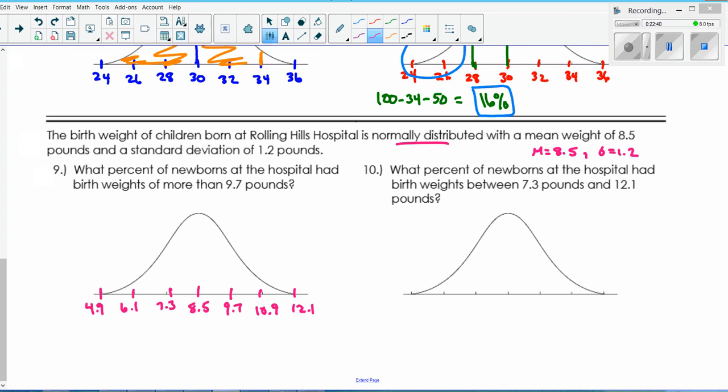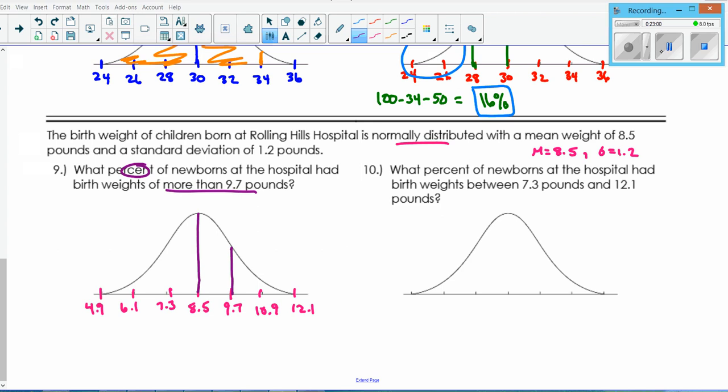Okay, so again, we're looking for that percent. What percent of newborns at the hospital had birth weights of more than 9.7 pounds? Looking at more than 9.7 pounds, this right here is my middle, and this is where 9.7 is. I want to know what falls here, because this would be greater than 9.7. When you do this, you want to shade what we're trying to find.